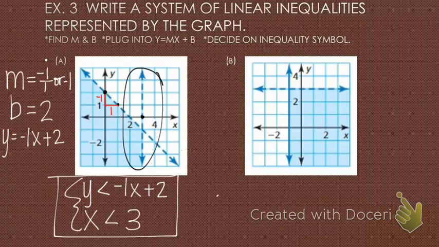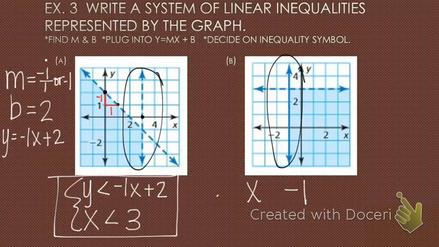Let's start with the first line. Vertical or horizontal? This one's vertical. So is there any reason for us to take the time to find the M and the B if we have a vertical line? No. What variable is going to be in our inequality if this is vertical? All right, X. Where does the line cross the X-axis? -1.